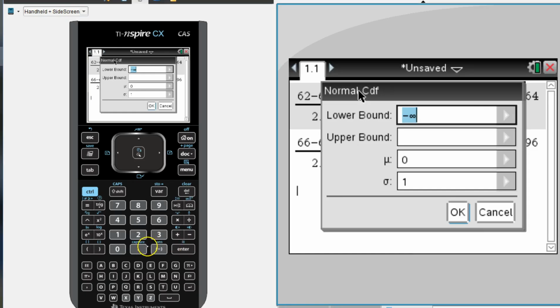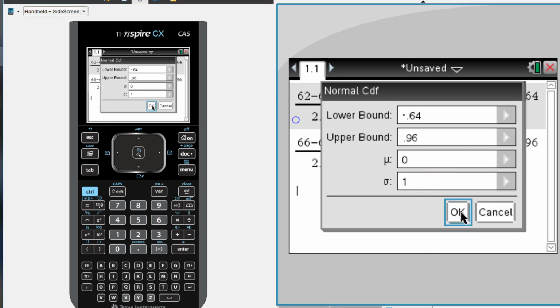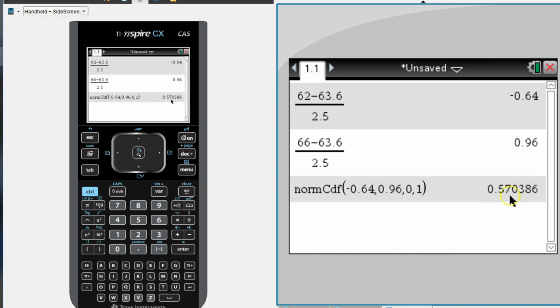So the lower bound was the negative 0.64, the upper bound was 0.96. Notice it defaults to 0 and 1. That's if you're putting in a z-score. If I hit OK, here's my percentage. What did I say? I thought it would be between 50 and 68%. That was pretty close, so about 57%.